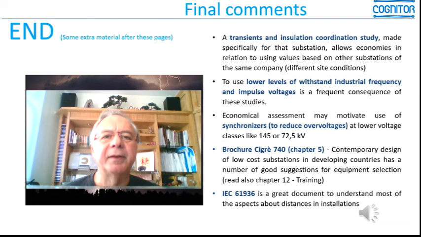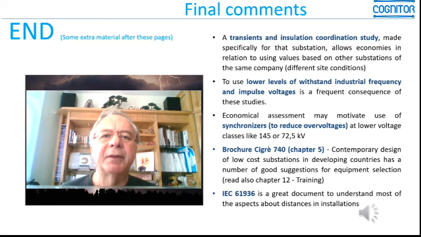We arrive at the last slide of this presentation, of this video, and here we present some final comments, remembering some points that we mentioned in the slides before. Okay, the transient insulation coordination study, when made specifically for one specific substation, allows economies in relation to the condition where we use values based on other substations of the same company.